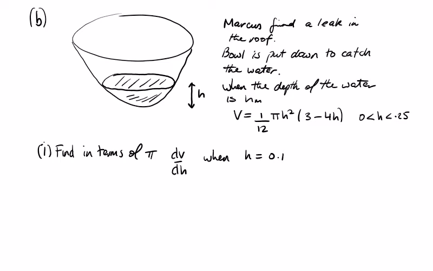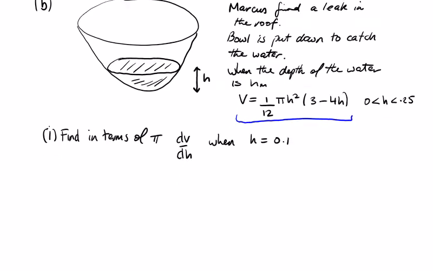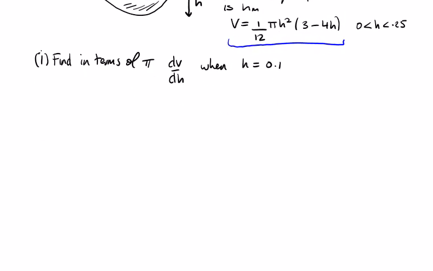Part B of this question: Marcus finds a leak in the roof and a bowl is put down to catch the water. When the depth of the water is h meters, the volume is 1 over 12 pi h squared by 3 minus 4h, and h is between 0 and 0.25. Find in terms of pi dV/dh when h is 0.01. So we need to differentiate my volume with respect to height. Might be easier to multiply out the bracket first.